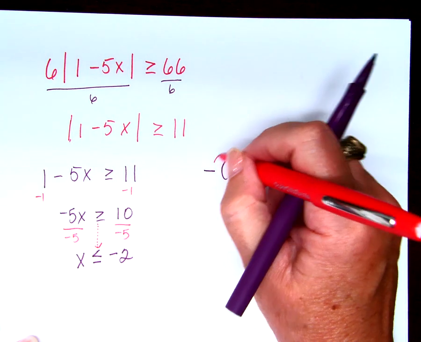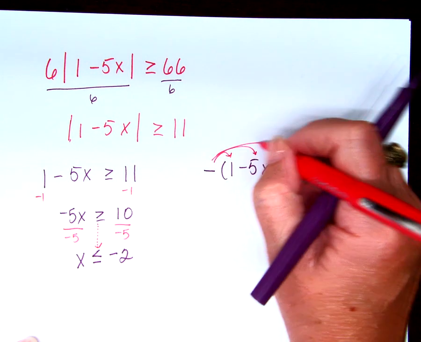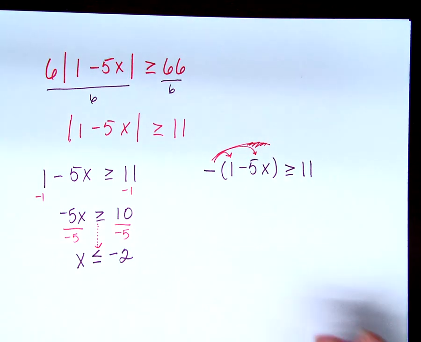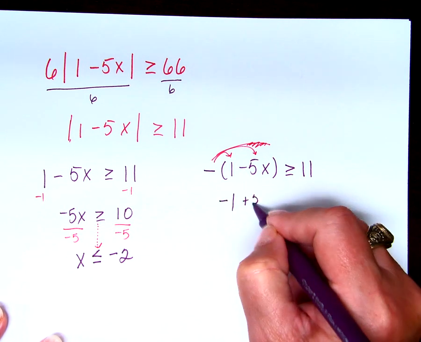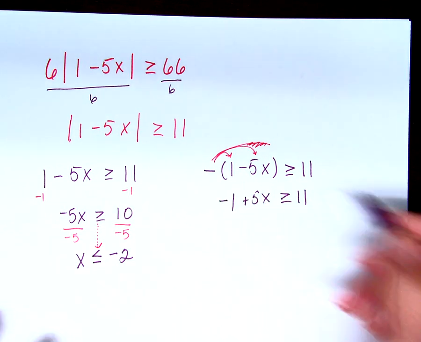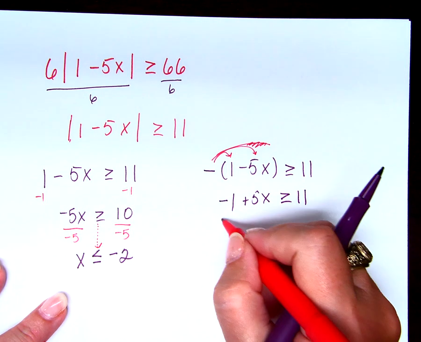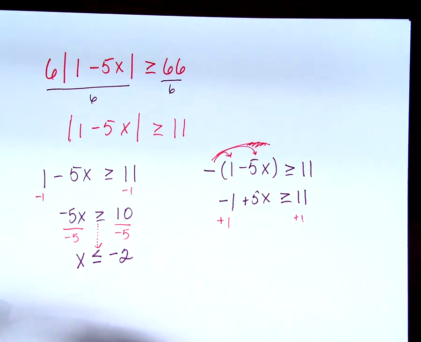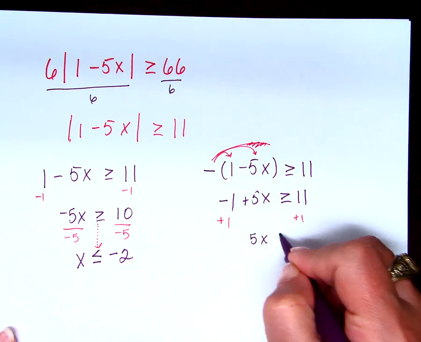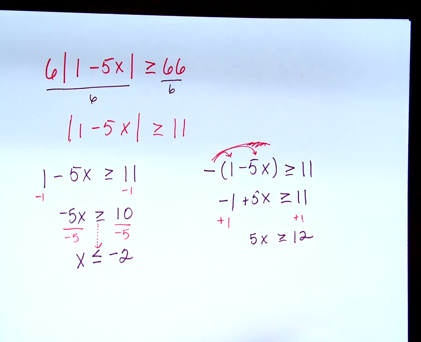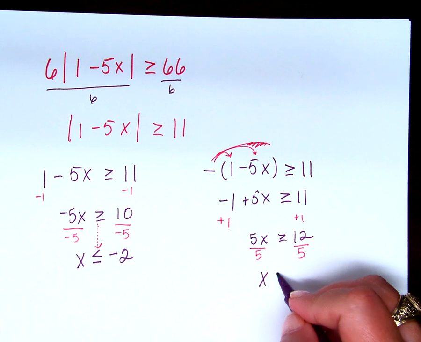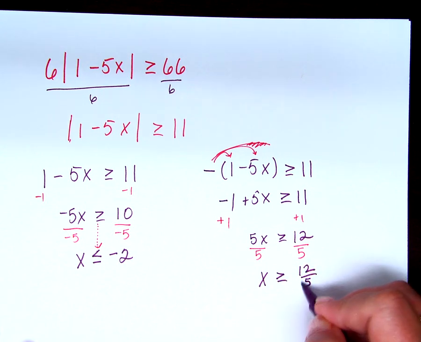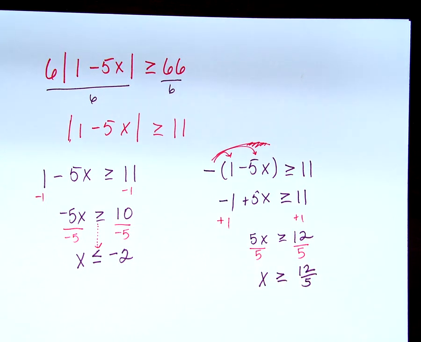Yeah? Keep your eyes open to see if your x term is already a negative, because if it is, distributing is a better choice. Okay? So here I get negative 1 plus 5x is greater than or equal to 11. Now when I go to solve by adding 1 to both sides, I get 5x is greater than or equal to 12. And dividing both sides by 5 gives me x is greater than or equal to 12 over 5. Now, is 12 over 5 a perfectly good answer?